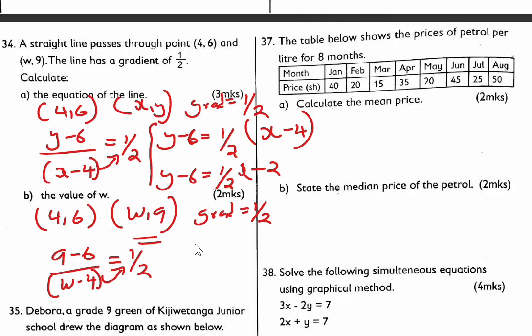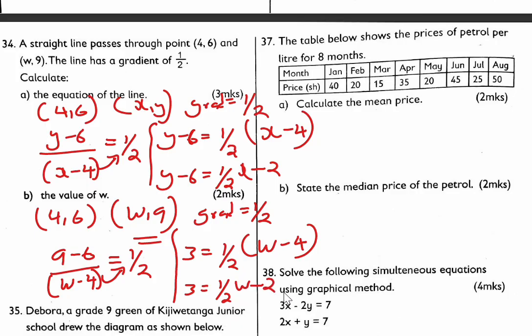So on the left side, I remain with 3. So 3 is equal to a half. I use a bracket, w minus 4. I'm going to open the brackets. So this will be 3 is equal to a half w, negative, or a half times negative 4, you get negative 2.